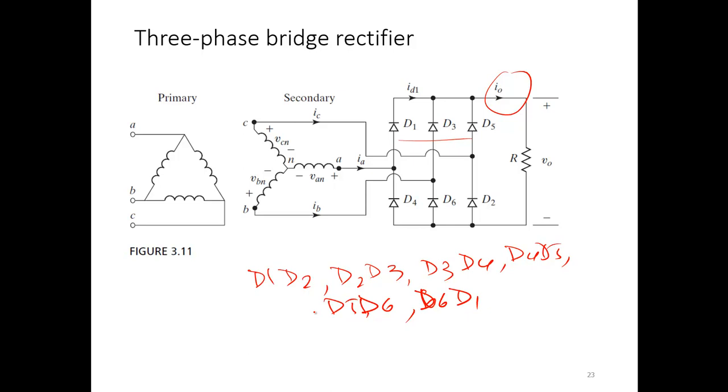In 360 degrees, there are 6 of them. Each pair will conduct for 60 degrees. That means on the top, each diode, D1, will conduct for 120 degrees, and the bottom ones each conduct for 120 degrees too, but each one is shifted by 120 degrees. Just keep in mind, each diode will conduct for 120 degrees.